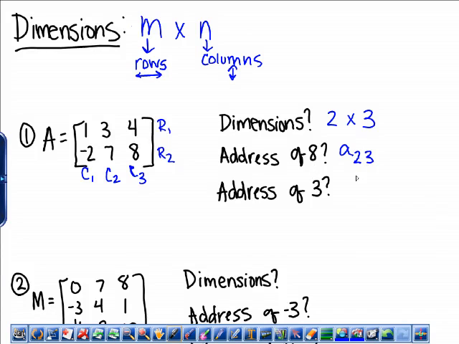You would have to put a comma, I think, if we dealt with numbers that big, but we won't. No, for this case, there's no comma. Okay, what would the address be of 3? a, 1, 2. Okay? Address of 8 and address of 3.